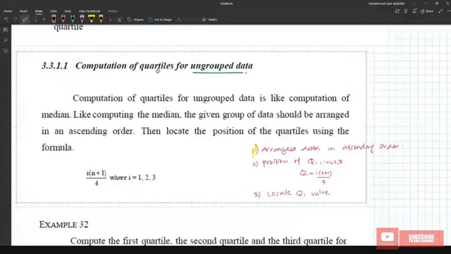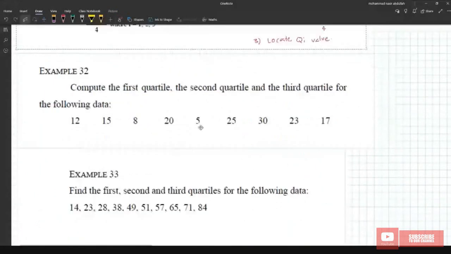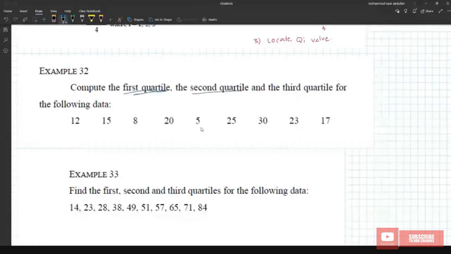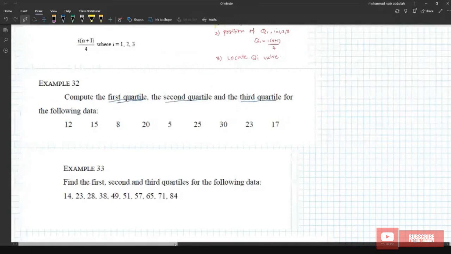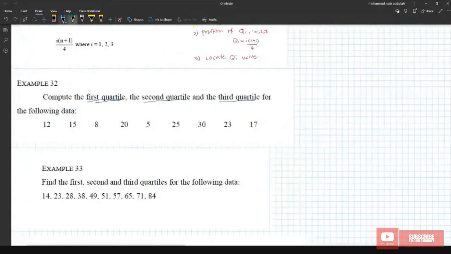So let's look at example number 32. We want to calculate quartile number 1, second quartile, and third quartile for the following data. So how to do this? Same step as median. First step, we need to arrange data in ascending order.